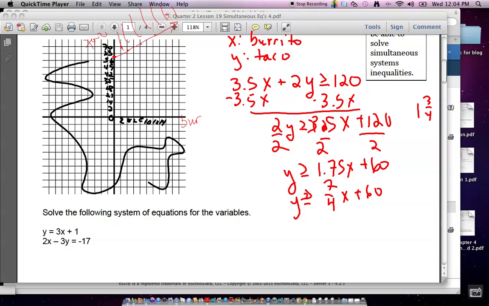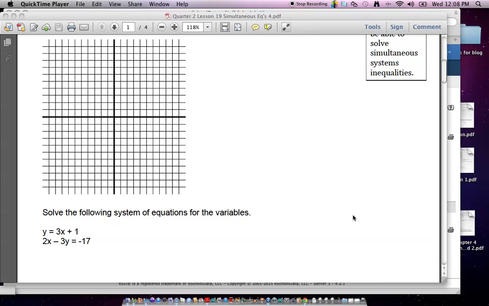Any questions on that graph or anything with that graph? No. All right, very good. Now we get to the next one, which says solve the following system of equations for the variables. And at this point, I want to go back to yesterday's lesson.